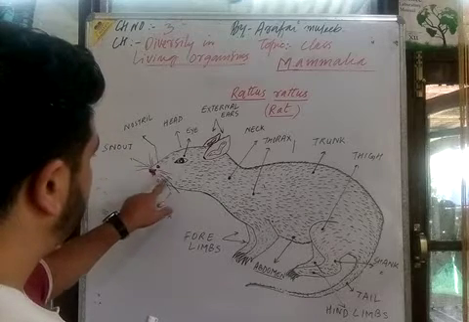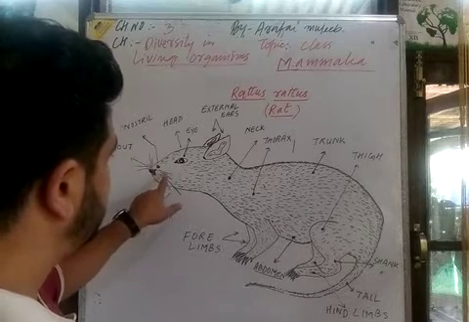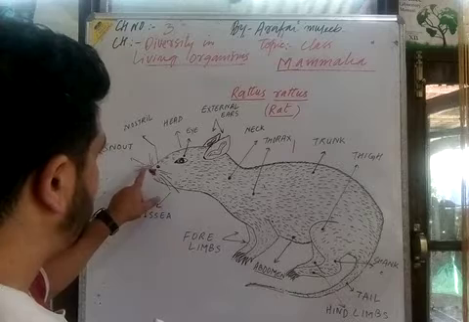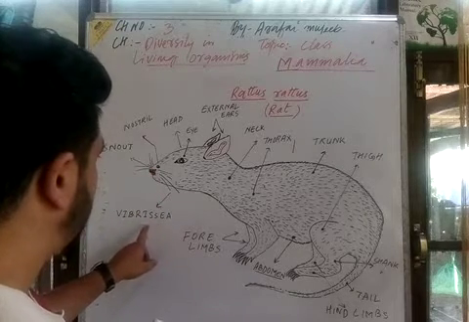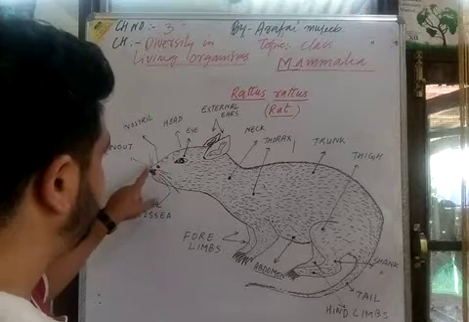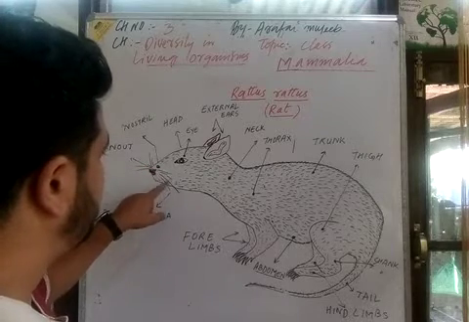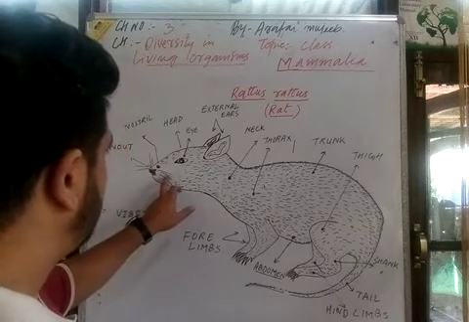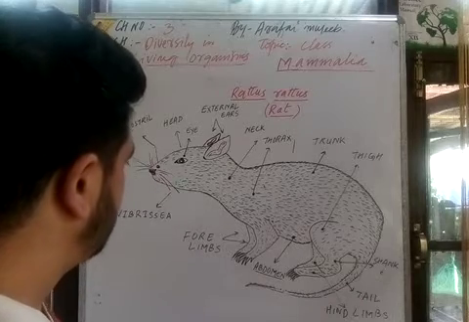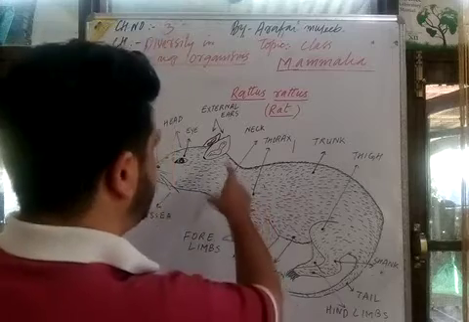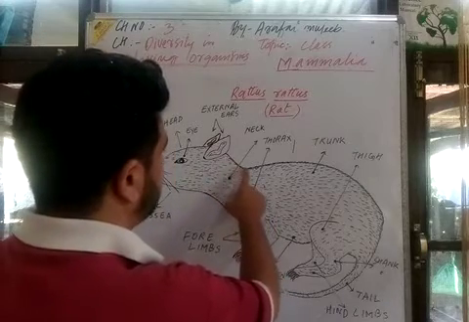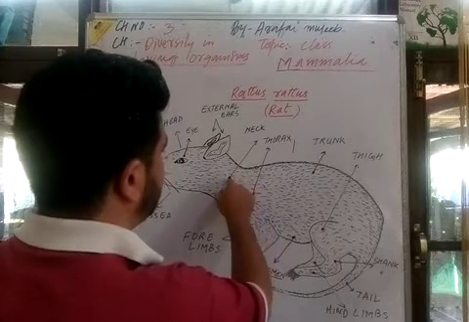The snout bears sensory hairs on the upper lips, known as vibrissae. They are the sensory hairs that we commonly call whiskers. Now we move ahead. This is the neck region.